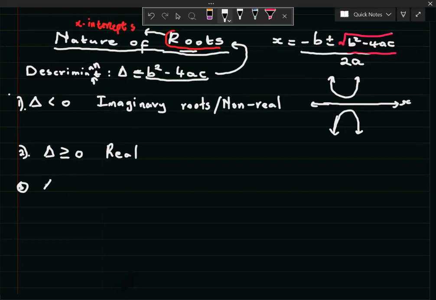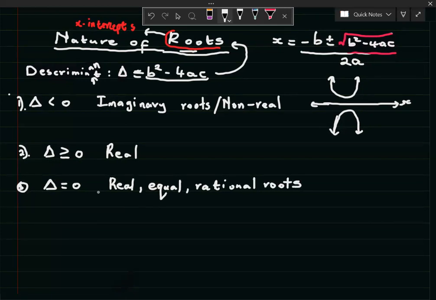So let's say we had delta equal to 0. If delta is equal to 0, which is part of this, I'm trying to break this down, you are going to have real roots. So your roots are still real, and then they are equal. And then they are going to be rational roots.